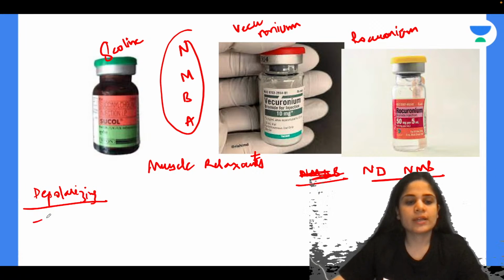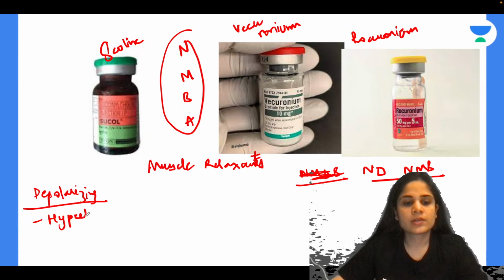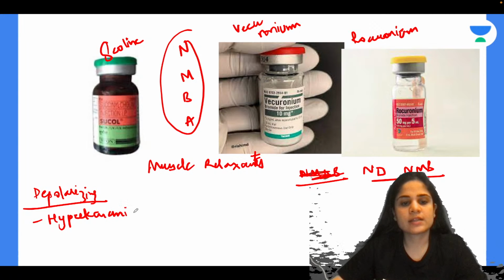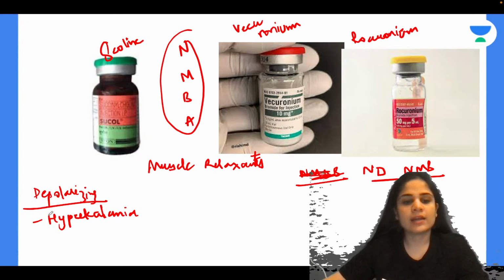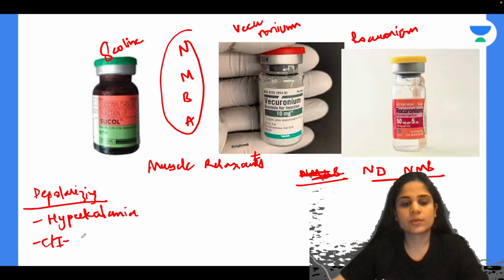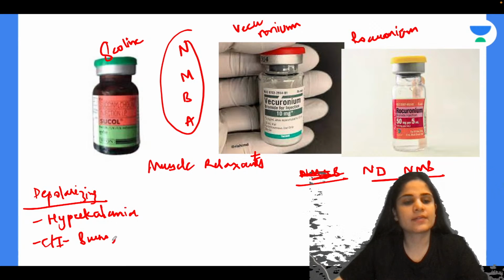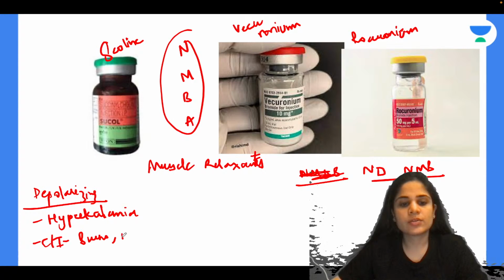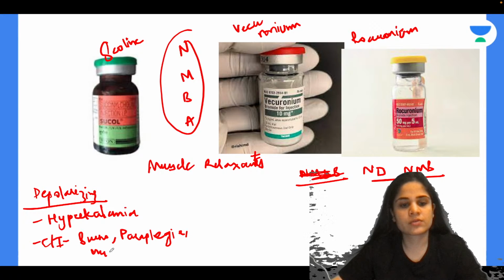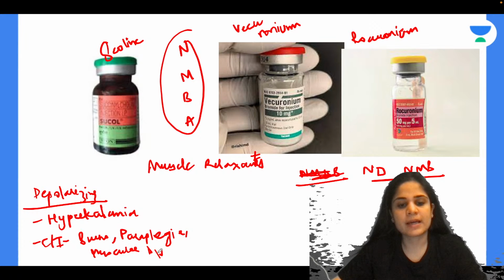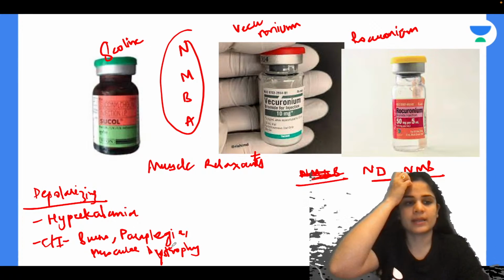Yes, very good. So scoline is known to cause hyperkalemia. So I should always check the serum potassium levels before giving scoline. The second thing that they ask in the exam is, where all is scoline contraindicated? Remember, scoline is contraindicated whenever you have burns, paraplegia, or any muscular dystrophy. So scoline would be contraindicated in all those three conditions: burns, paraplegia and muscular dystrophy. And obviously if there are high potassium levels, again scoline will be contraindicated.